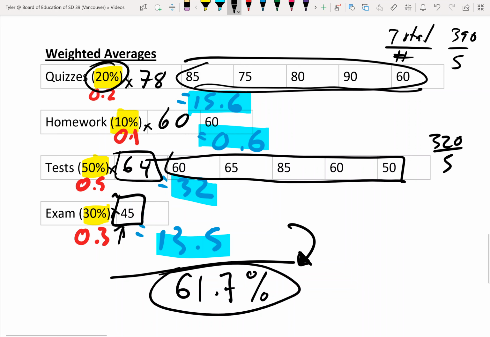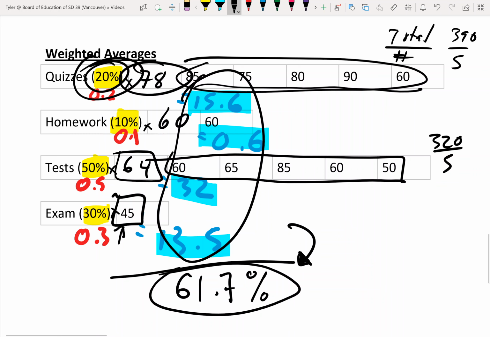That's how you do weighted averages. You take the average and you multiply by the weight of each category, then you add those numbers together and it gives you your final average. That's it. That's how we have to do all the stuff with averages.